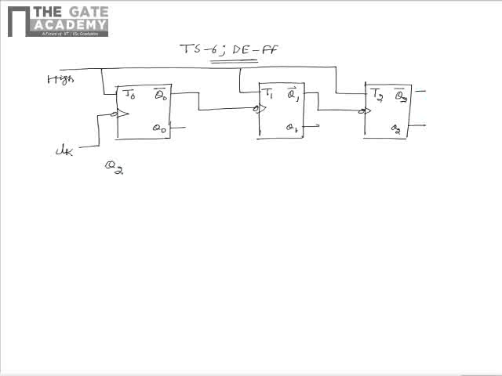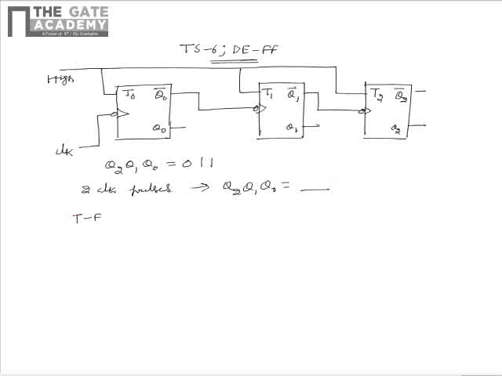It's given that the initial state of the ripple counter, that is Q2, Q1, Q0, is equal to 0, 1, 1, and it's also given that 2 clock pulses are given to this ripple counter. After the 2 clock pulses are given, we need to find the output Q2, Q1, Q0.